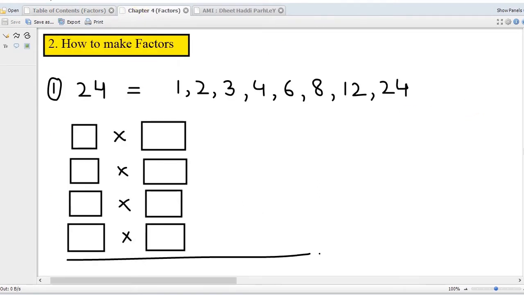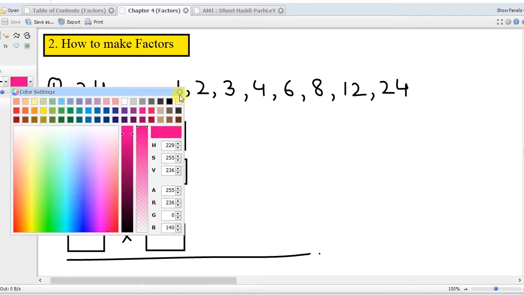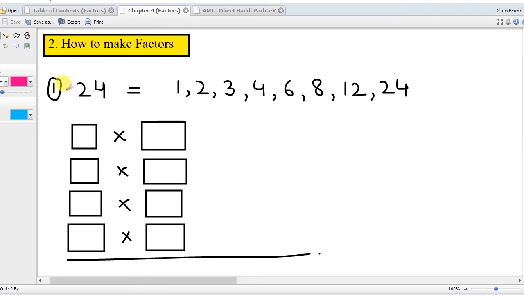So how to make factors? We make factors using the times table. So this is our question number 1, 24. We have to make the factors of number 24. We'll always start from the ones times table. So 1 times what number is 24?